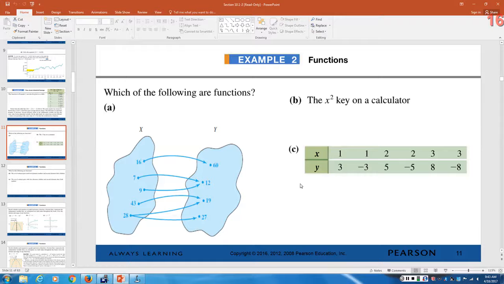It says, which one of the following, these two things are functions? Well, 16 only goes to 60. But 28 goes to 27 and to 19. So if it's the domain, the X value, it has two different range values. That's a violation of the function. It's okay that both 7 and 9 go to 12 and that both 28 and 43 go to 19. What's not okay is that 28 has two corresponding partners in the range. That is not a function.